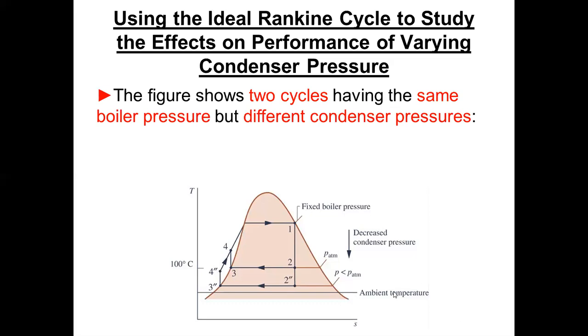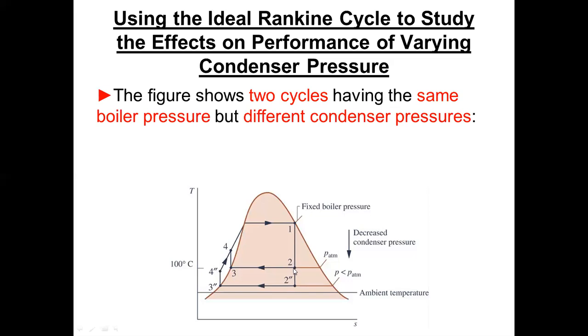We see the basic cycle 1, 2, 3, 4, 1, and that's with the condenser pressure at atmospheric pressure. Well, big steam power plants don't operate with the condenser at atmospheric pressure. They reduce that pressure in order to increase the efficiency and get more work out per pound of steam, more electricity generated per pound of steam. And that's what we're showing here.